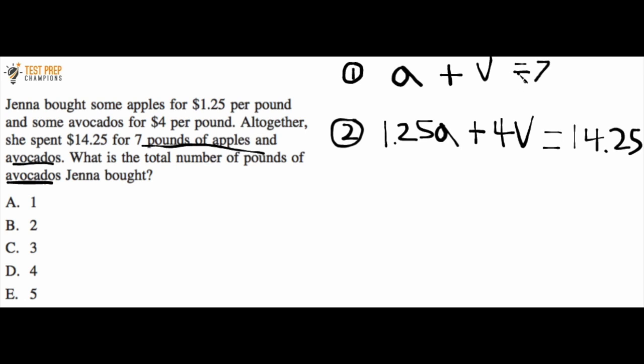So let's take equation 1. And very simple, we're going to start off by solving this equation for A. And if you're wondering, what does it mean to solve the equation for A? Well, it means we want to get A by itself on one side.